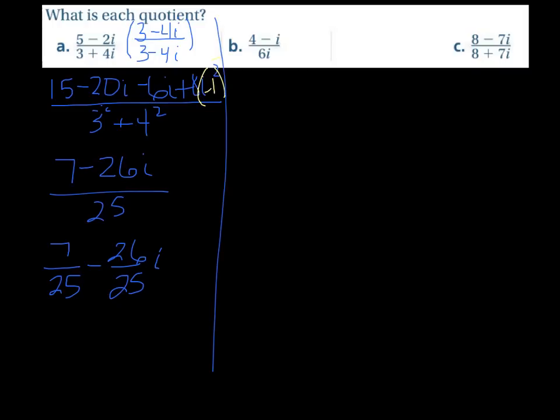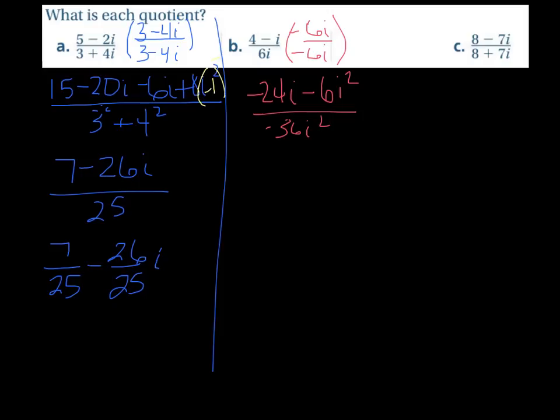If we look at part B, I have a denominator of 6i, so its conjugate would be negative 6i. So I'd multiply numerator and denominator. So 4 times negative 6i is negative 24i. Negative i and negative 6i is negative 6i squared. Divided by, well, there's no a, so I'm simply going to end up with b squared. This is going to be negative 36i squared.